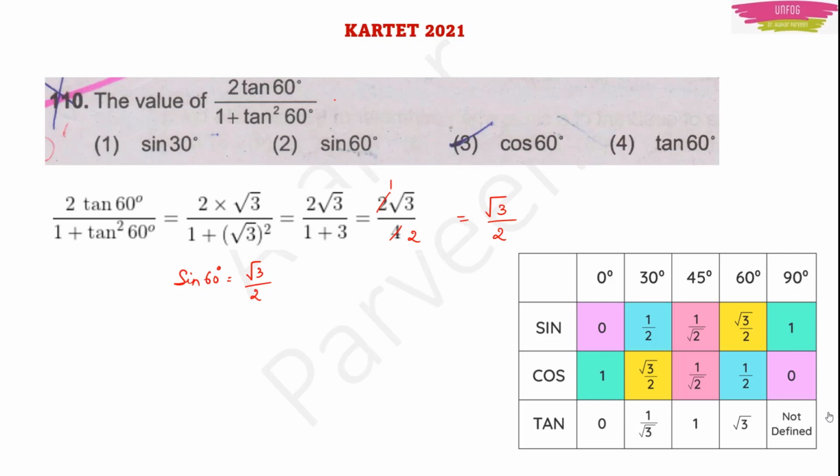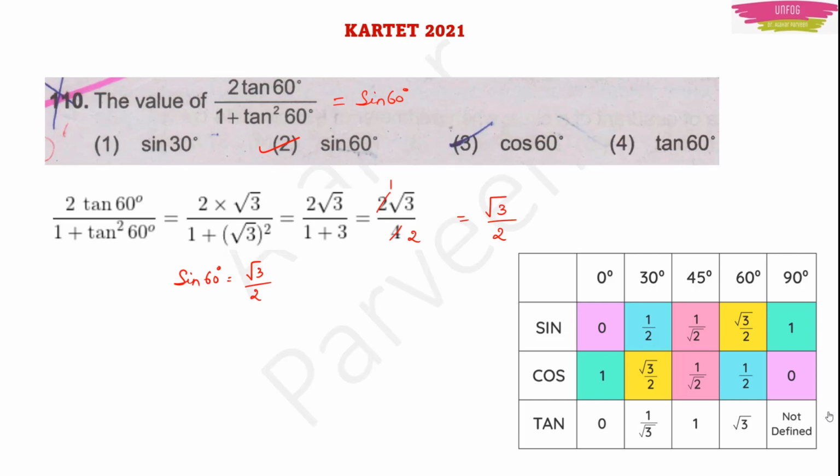But again you see in the table, where is root 3 by 2 coming? Root 3 by 2 is coming in two places. One is sin 60, other one is cos 30. Cos 30 is not there in the options. Only sin 60 is there. So sin 60 will be the right answer. Okay, this is the trick.